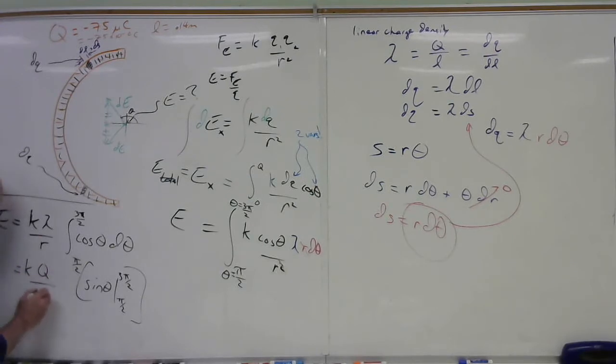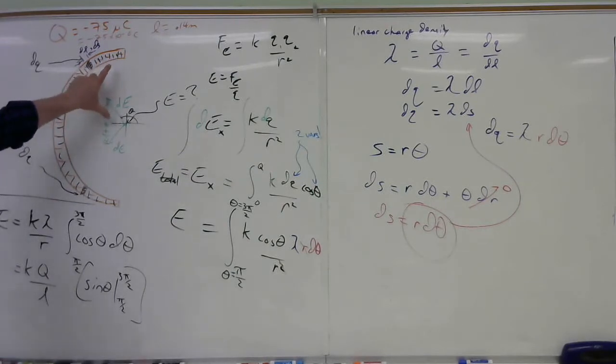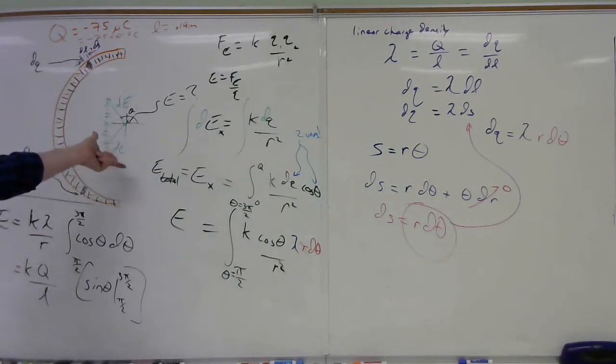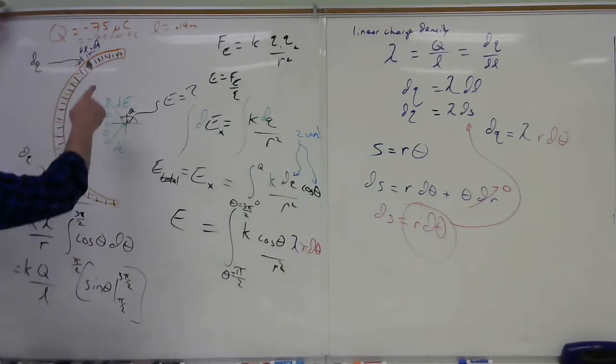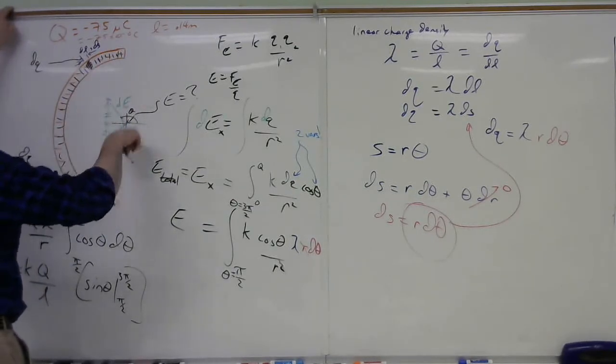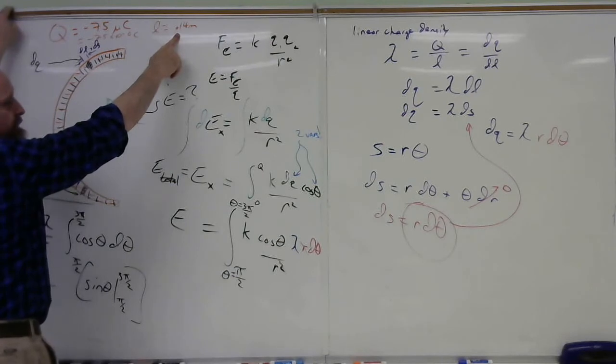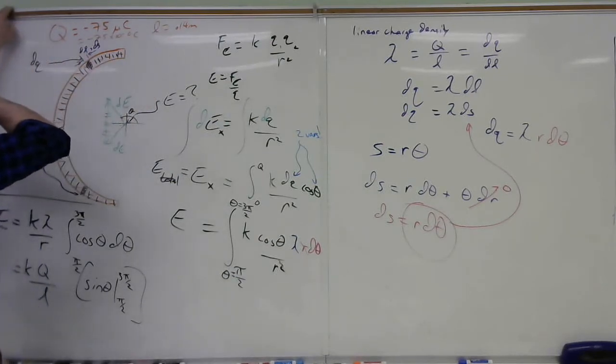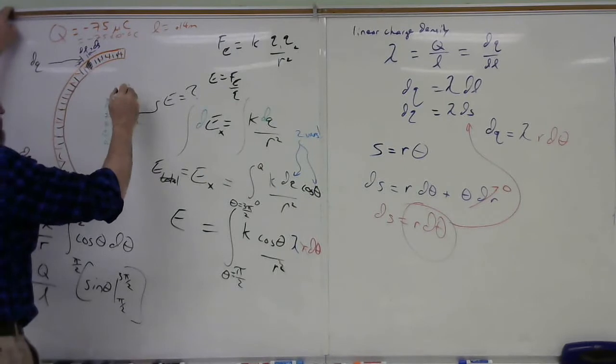KQ over L. Now wait, what about this R? Do they tell us the radius of the circle here? No, but we do know that half a circle is 14 centimeters. So you're like, all right, can I figure out what that radius of the circle is?